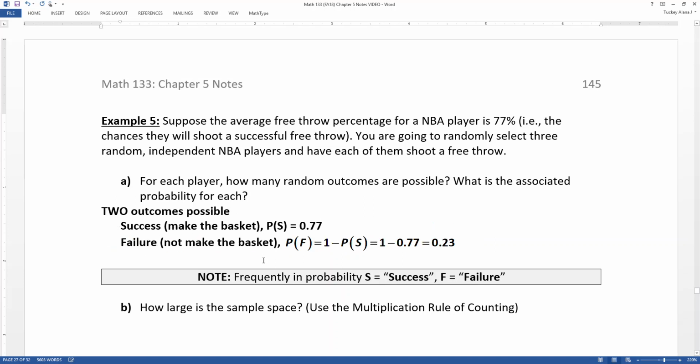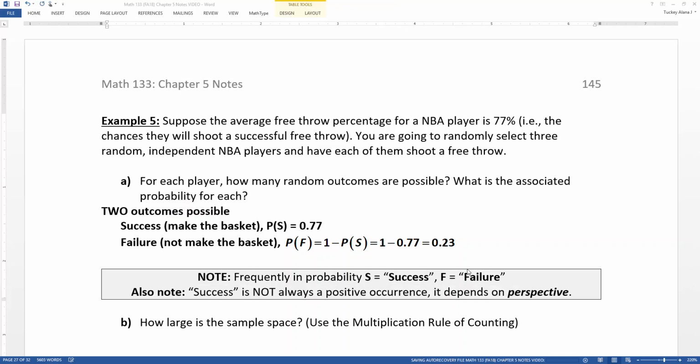Now, just keep in mind a couple of things. One, the terms success and failure get used a lot in probability, but success is not always a positive thing. So if you're on this person's team, yay, success, they made it. But if you're on the opposing team, then them making it is actually failure for you. So it kind of depends on your perspective. I think I'm going to actually add that into that box for future. So also note success is not always positive and failure is not always negative. It always depends on perspective: the perspective of the person conducting the experiment or the perspective of the person trying to figure out these probabilities.